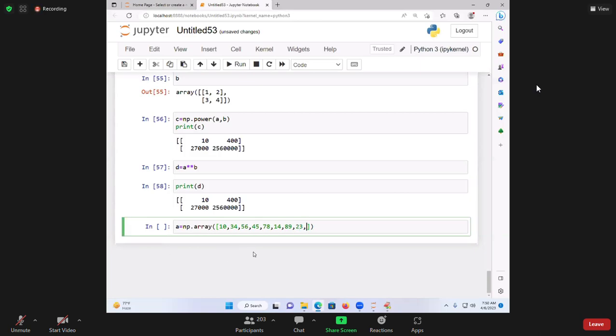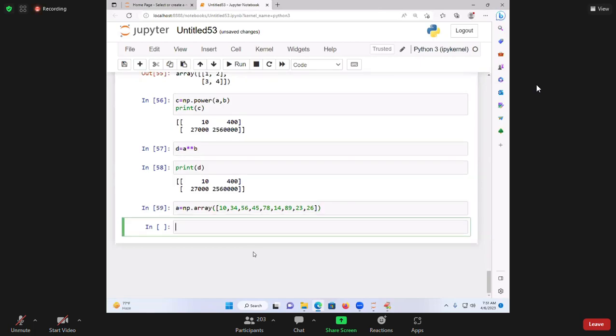How many elements? 8, and one more I will take, 26. This is my given data. Print A and type of A. It is an ND array.